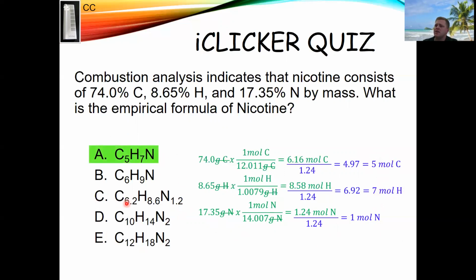Now C, you should be able to look at immediately and say that it's wrong. Why? Because these subscripts right here are not whole numbers. And so we're just going to know immediately that that is not a good chemical formula.